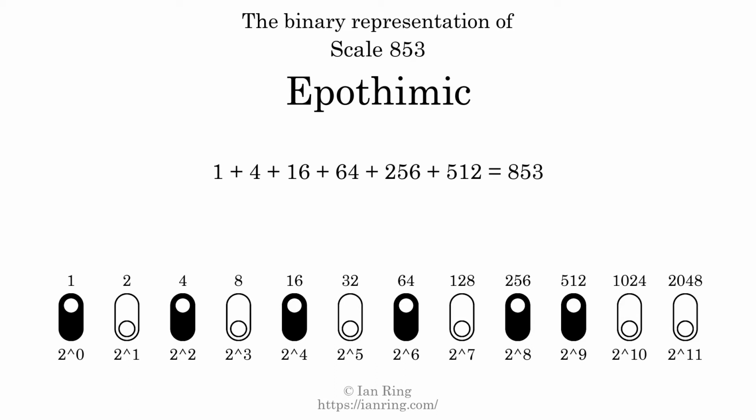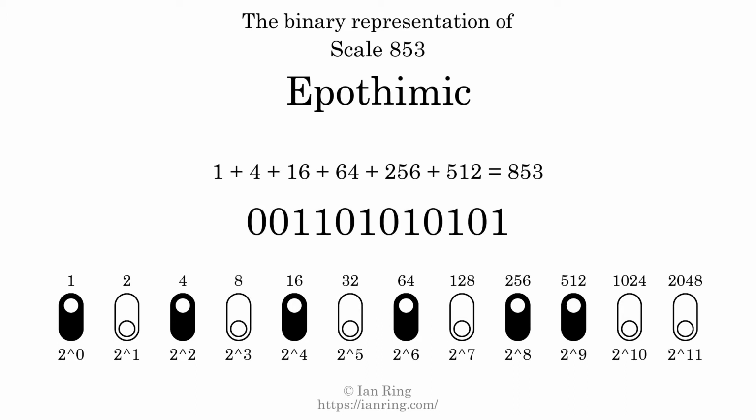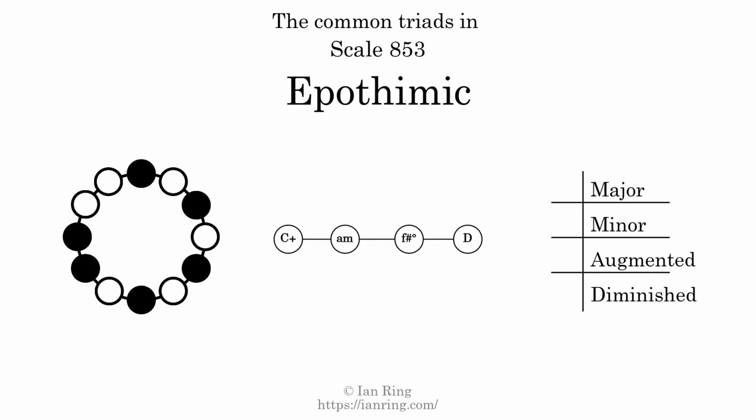The scale number not only enumerates the scale with a unique index, but it also literally describes the tonal content of the scale. Represented as a binary number in base 2, the scale number is 001101010101. Here are the common triads present in this scale.